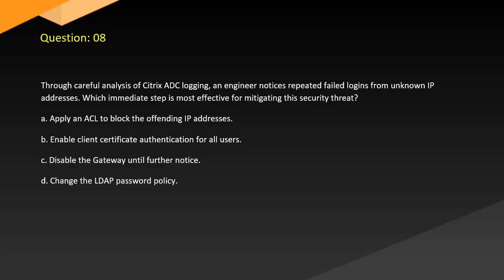Question 8. Through careful analysis of Citrix ADC logging, an engineer notices repeated failed logins from unknown IP addresses. Which immediate step is most effective for mitigating this security threat? A. Apply an ACL to block the offending IP addresses. B. Enable client certificate authentication for all users. C. Disable the gateway until further notice. D. Change the LDAP password policy.